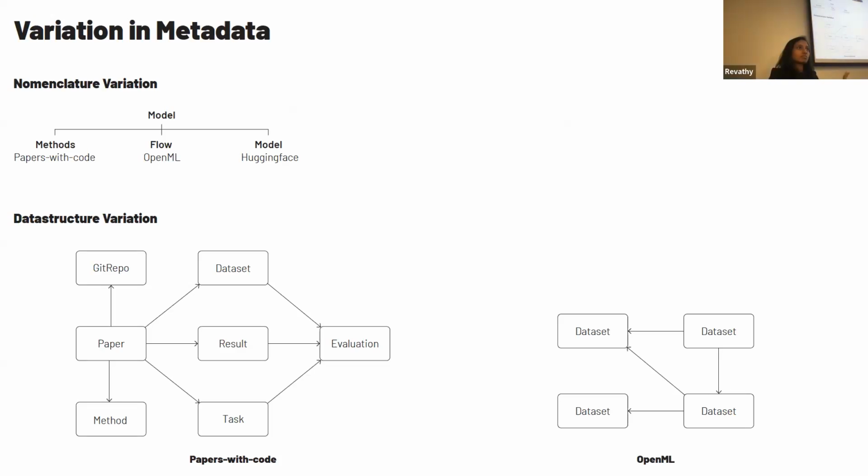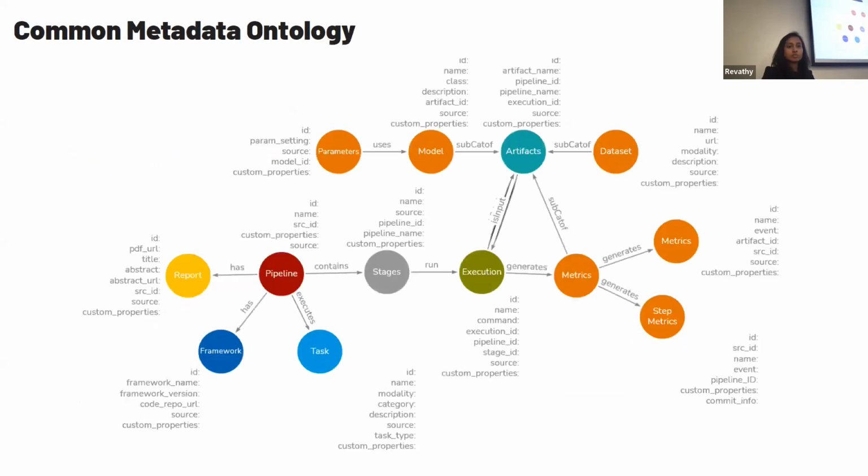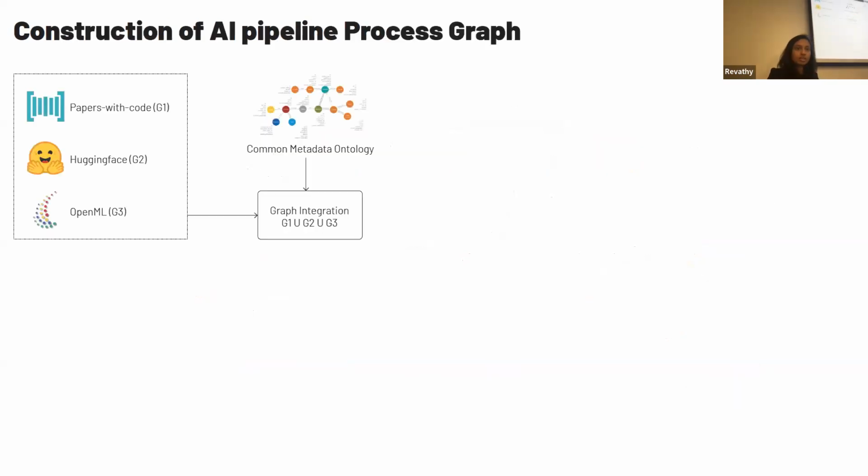Given that we have extracted the metadata either through the large language models or from the API, we noticed two variations. One is the nomenclature: the concept model is present as methods, flow, or model. And we also saw a data structure variation, for example, between Papers with Code and OpenML. In order to unify them, we proposed a common metadata ontology, a representation to store the metadata of end-to-end AI pipelines. It allows for dynamic inclusion of additional stages, models, and datasets that we need to evaluate, along with what we already have.